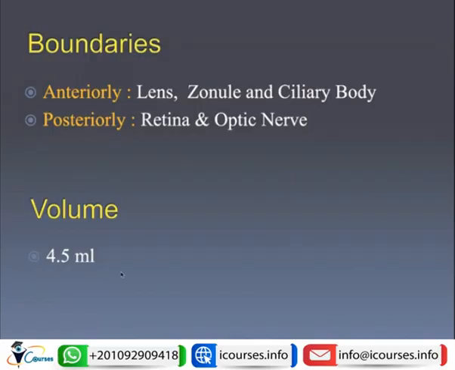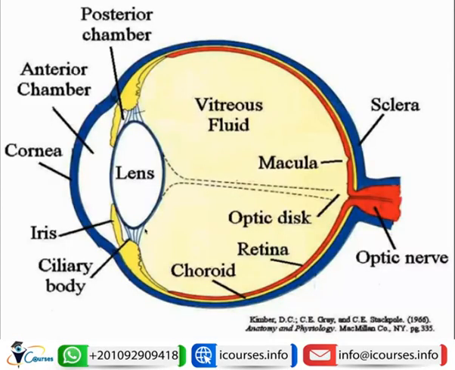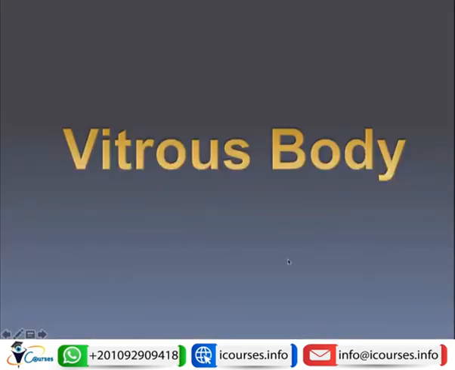So here we are. Here is the vitreous cavity, the vitreous fluid. You have the lens, the ciliary body and the zonule forming the anterior boundary of the vitreous, while the retina and the optic nerve form the posterior boundary. The structure that occupies the vitreous space is called the vitreous body, which is a gel-like structure.